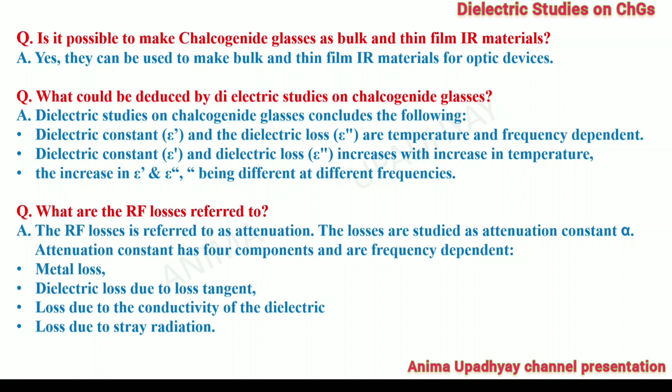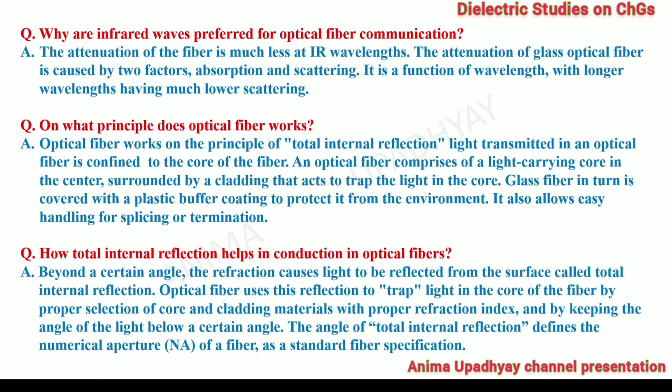What are the RF losses referred to? The RF losses are referred to as attenuation. The losses are studied as the attenuation constant alpha. The attenuation constant has 4 components and is frequency dependent. That is metal loss, dielectric loss due to loss tangent, loss due to the conductivity of the dielectric, and loss due to stray radiations.